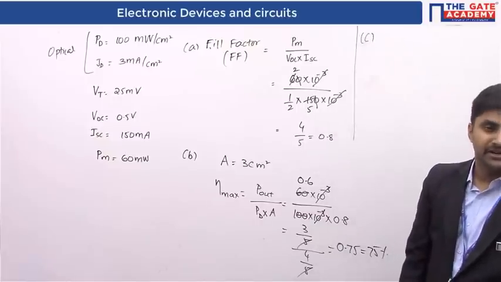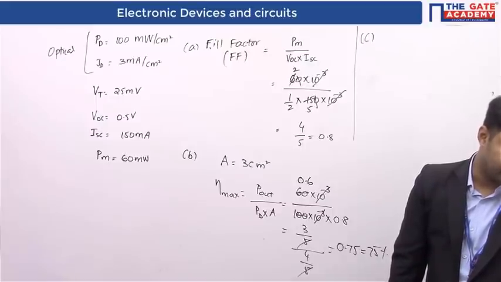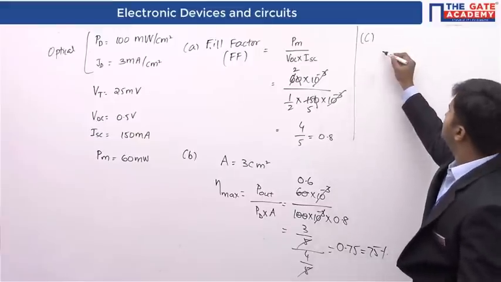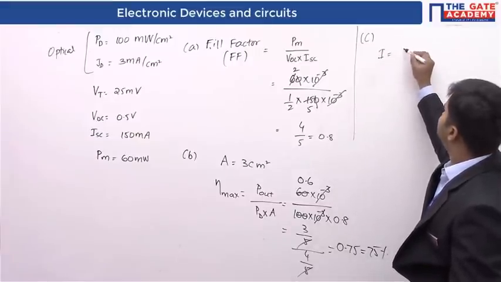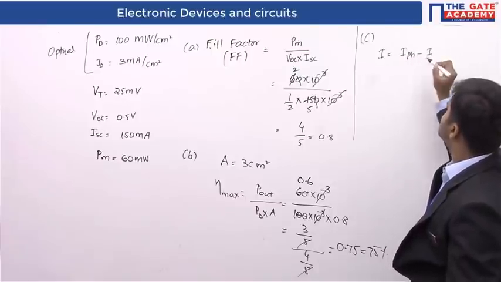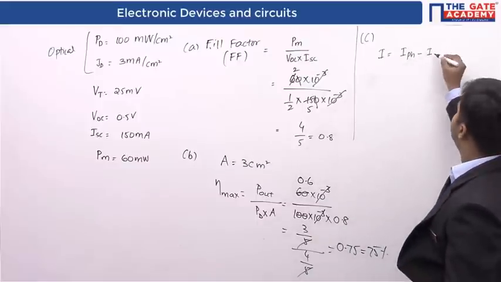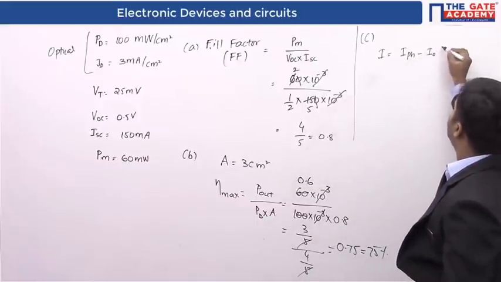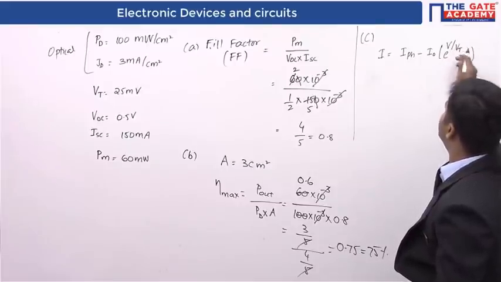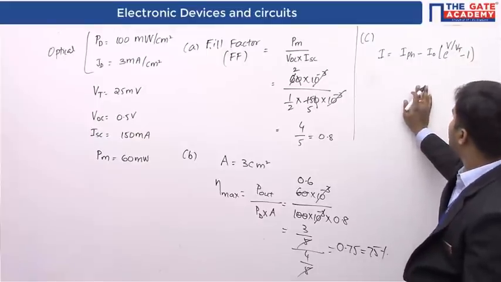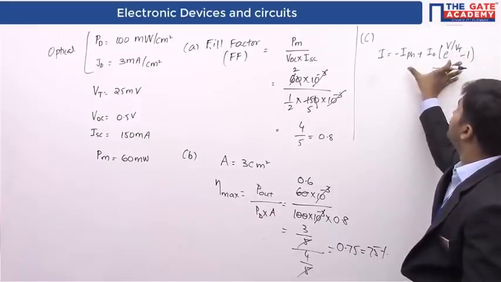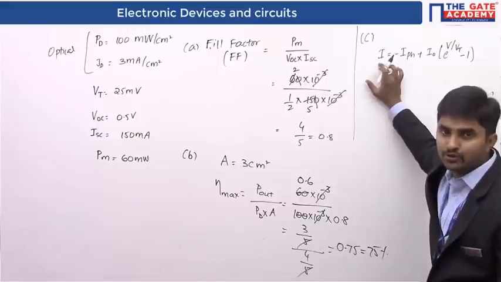Part C is that if we increase the intensity by 10 times, then the resultant open circuit voltage is dash. We know the total current is given by I photon current minus I the dark current. The dark current is generally given by I naught into e power V by Vt minus 1, considering the ideality factor to be 1. In fact, it is minus Iph plus I naught into e power V by Vt minus 1. This is the total amount of current which is flowing inside your diode, the solar cell.